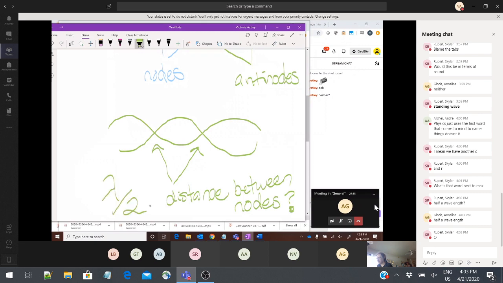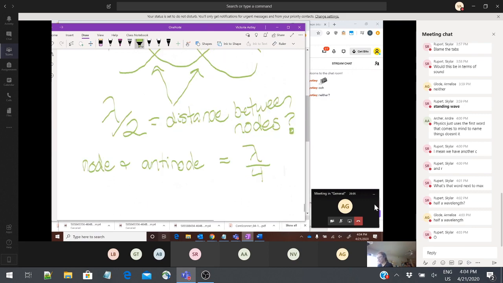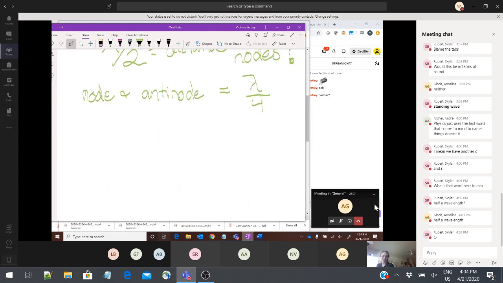Lambda over 2, right? What about between antinodes? Also lambda over 2. What about between a node and an antinode? If you guess lambda over 4, you're correct. Good job. Excellent. Okay, we're going to skip the math on this, but why this is, it's fine and it makes sense.